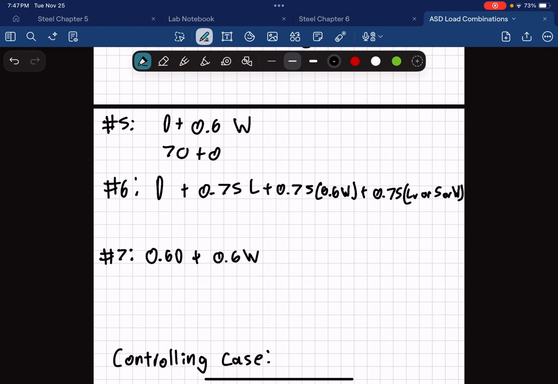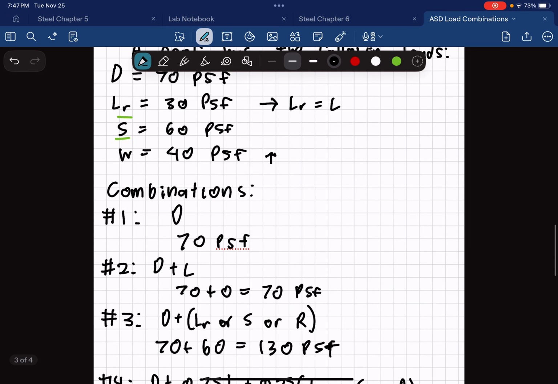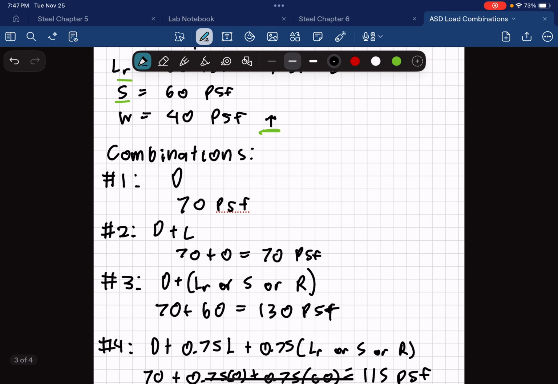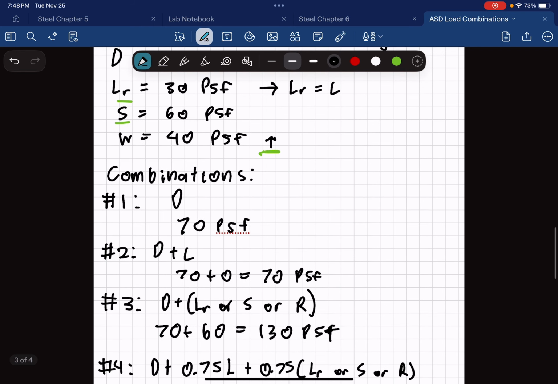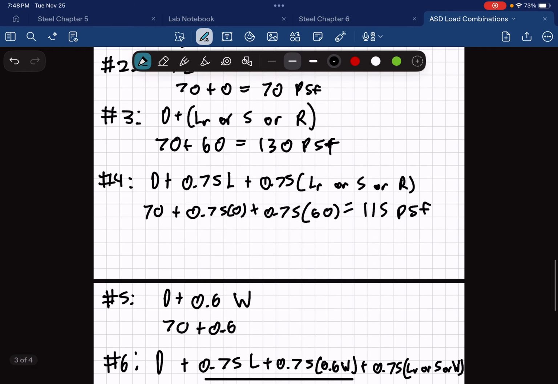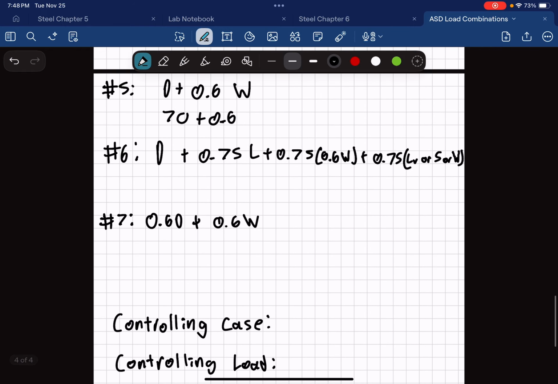Case 5, 70 plus 0.6 times what? Now, I include a little arrow here to indicate that this wind we're talking about here is actually uplift. So what it's actually going to do is reduce instead of increase the value of the loading on the roof. So instead of plus 0.6 times 40, it's going to be plus 0.6 times negative 40, because the wind force is going to actually act against the gravity loading on the roof. And when you plug that into your calculator, you're going to find that you have 46 PSF. So once again, not controlling.